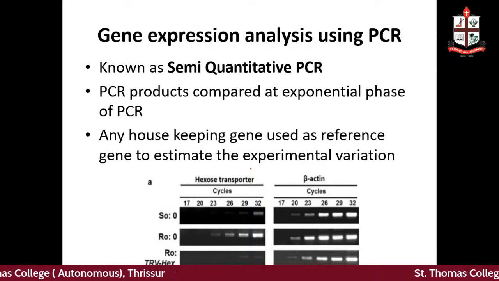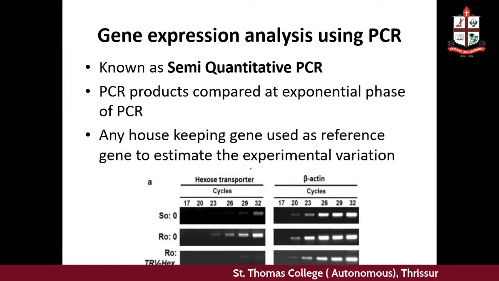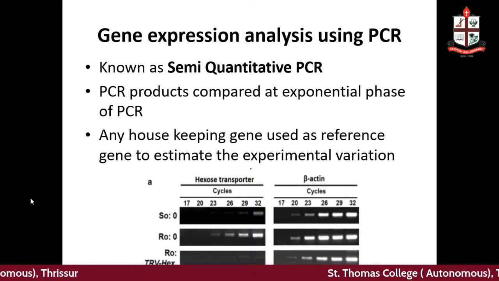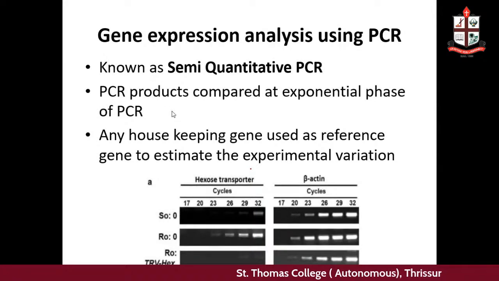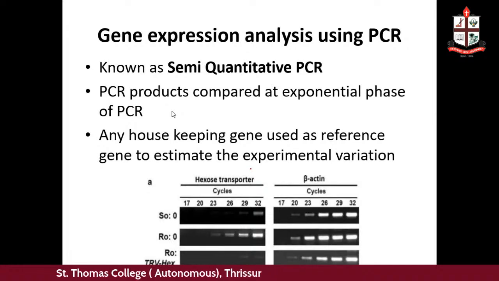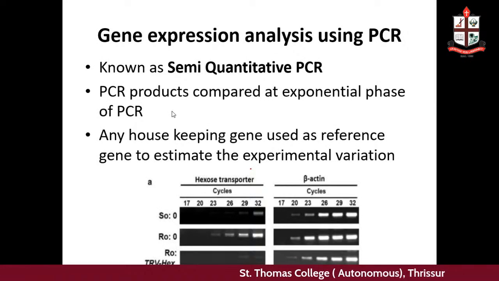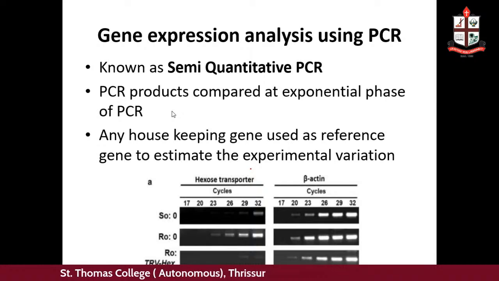But even before real-time PCR was available, this PCR was used for doing gene expression analysis, and that is known as semi-quantitative PCR. In semi-quantitative PCR, these PCR products are analyzed not at the end of the PCR. They are analyzed at an earlier cycle, that is in the exponential phase. So when the PCR is in the exponential phase, the samples are taken and then they are compared.